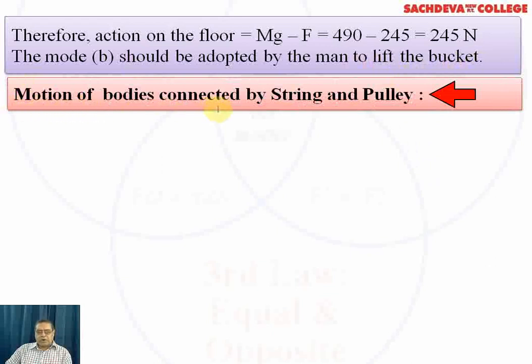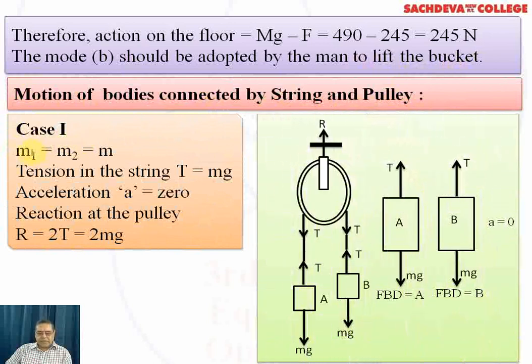Now, motion of bodies connected by string and pulley. Case 1. Here the pulley is indicated, and on the right side of the string, we find that the tensions T are equal and opposite in B and A. B and A are the two loads, and their weights are acting vertically down. The remaining two figures are the free body diagrams of A and B. So when tension is upward, the weight mg is downward. And if acceleration is zero, that tends to mean that velocity is constant.